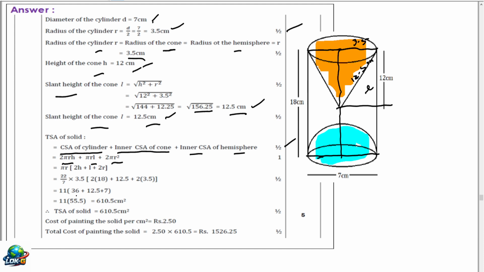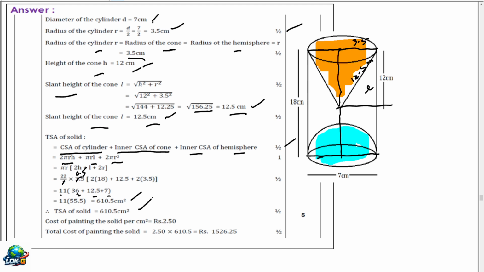So you can cancel now. 22 by 7, you are left with 7 into 0.5, 7 fives are 35. 22 into 5, 110, will get 11, and 18 twos are 36, plus 12.5, and 3.5 twos are 7. You can add them: 36 plus 7 is 43, 43 plus 12.5 is 55.5. And if you multiply, you will get 610.5 square centimeter.